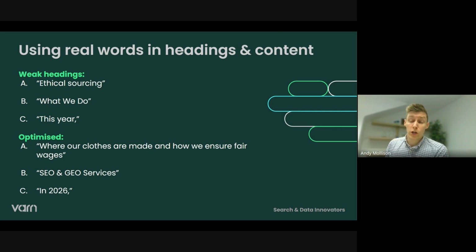And instead of "what we do", which is very common on a services page, don't assume the AI is going to read the page to understand that. Can you simplify it? In our case, we do SEO and GEO services. It's to the point. It says the same thing, but it's much more clinical and it's not going to be confused in any way.